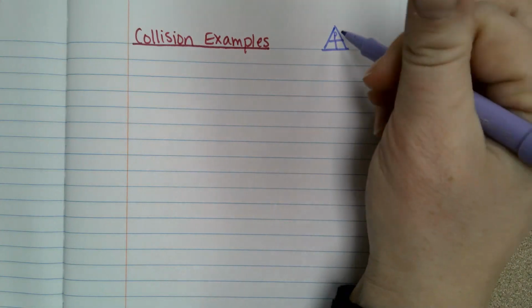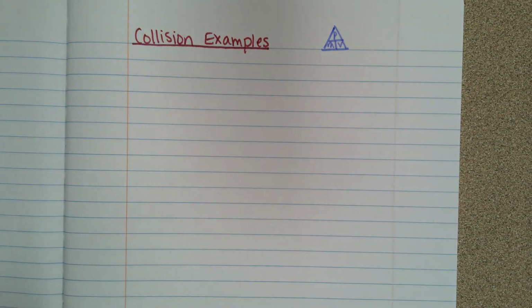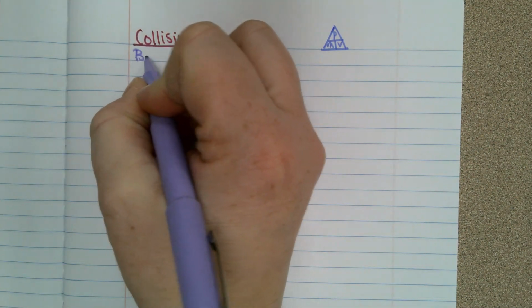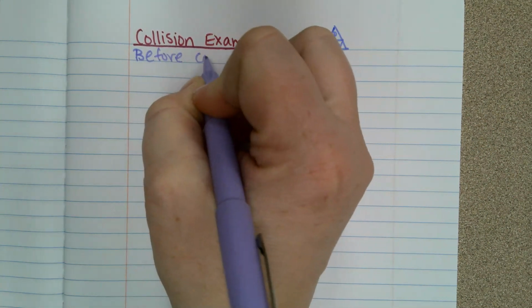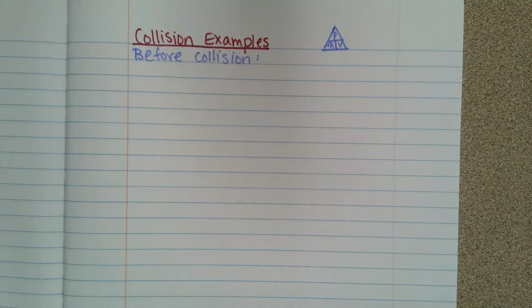Remember, momentum is equal to mass times velocity. Momentum again is that P, which is really rho, a Greek letter. So before the collision, we need to calculate the individual momentums of each object.